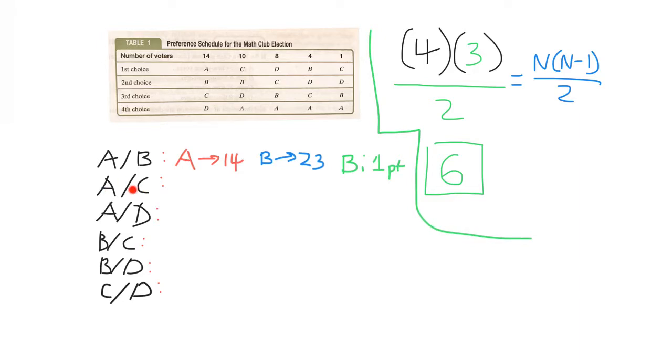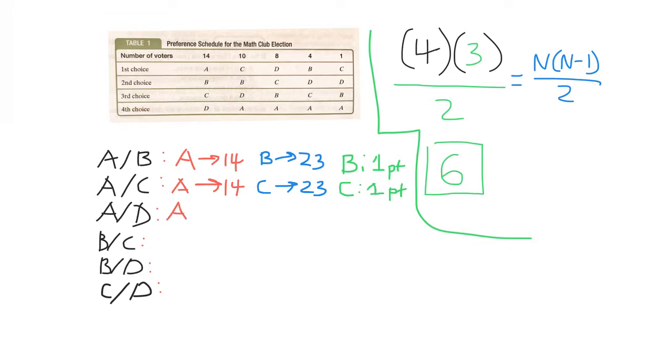Okay, analyzing A versus C. So we're going to look at victories that A has over C. A beats C here 4 times, and A loses in all of the rest of the columns. So actually, once again, it would be A getting 14 points, and it would be C getting 23 points for the exact same reason that B got 23 points. And therefore C gets 1 point because C is the winner of that head-to-head comparison.